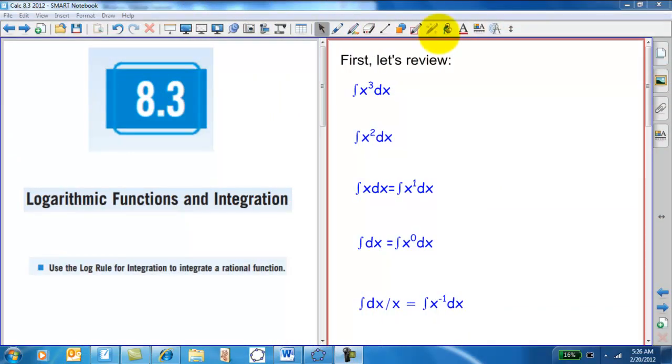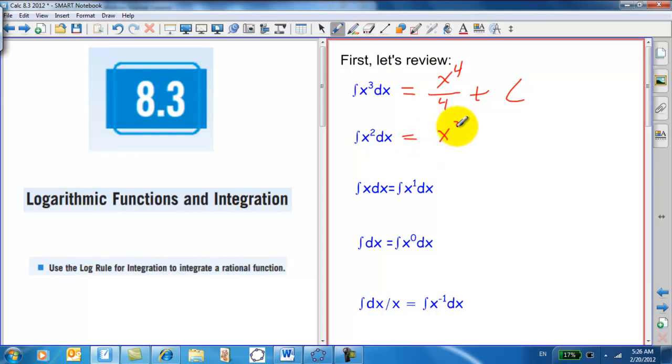Hello calculus students, here we are with our last section in chapter 8, log functions and integration. First of all, let's review the integration we had so far with the power rule. As you recall, the integral of x cubed, you crank up the power by 1. So it's x to the 4th over 4 plus some constant of integration.